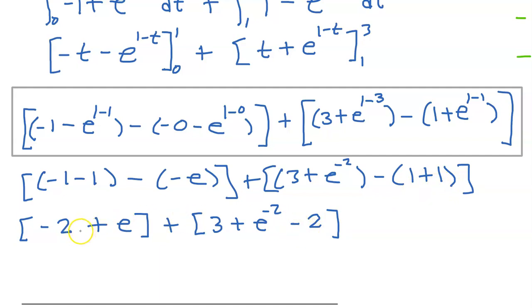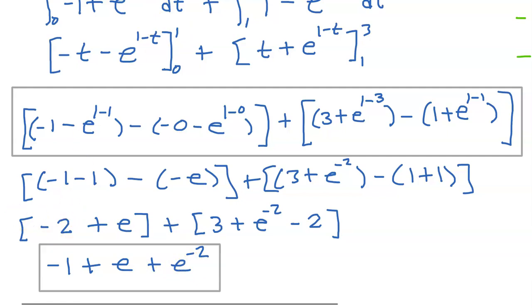Now combining like terms, if we do -2 plus 3 minus 2, that's just going to be -1. So we have -1 plus e to the -2 power. And that's about as simplified as we could make it. So that's it.